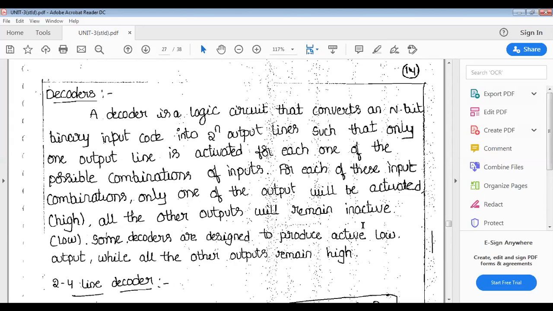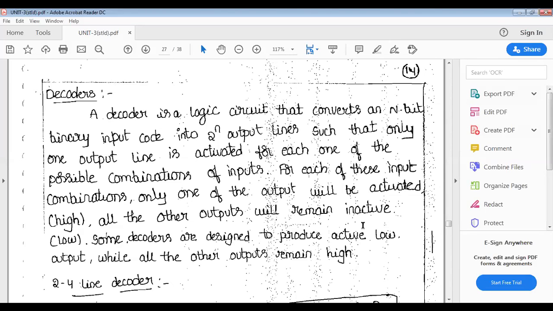Encoder and decoder. We already discussed the multiplexer and the demultiplexer. The multiplexer has many inputs and a single output. Whatever the many inputs are, 2 power n, the encoder also has 2 power n number of inputs. Input-wise, the multiplexer and the encoder are both the same.